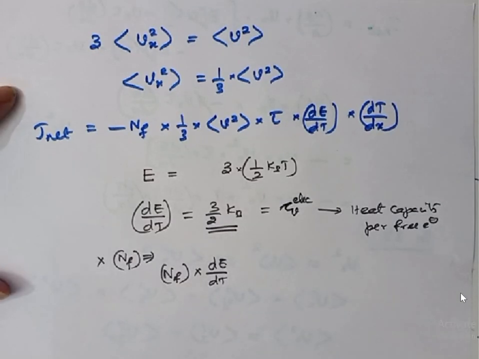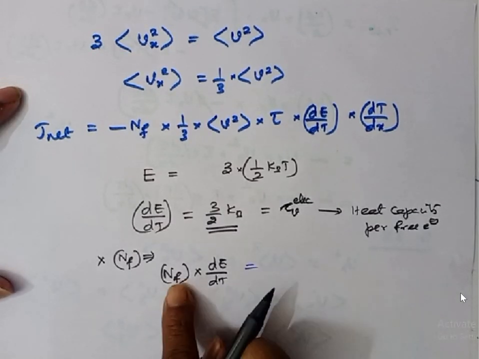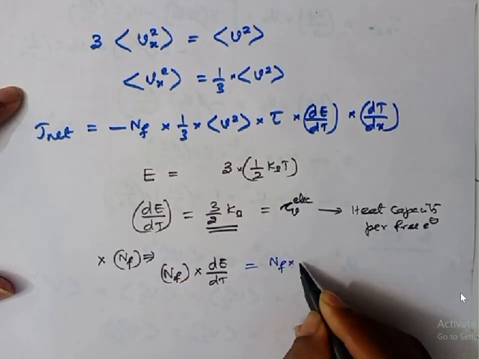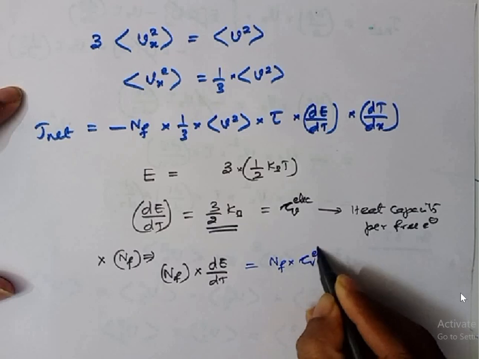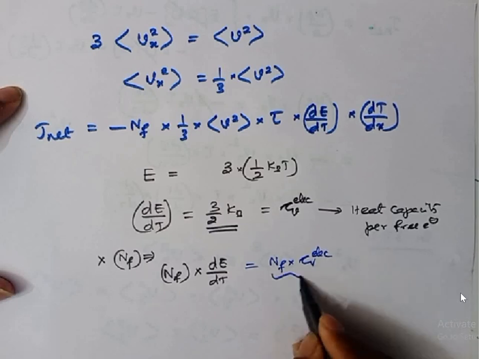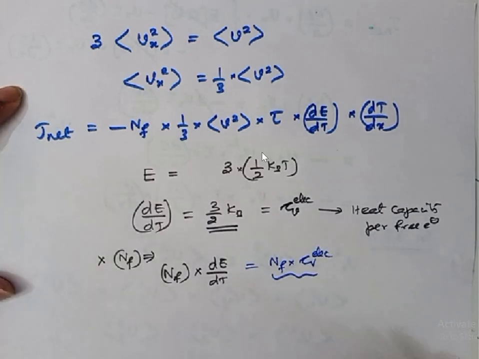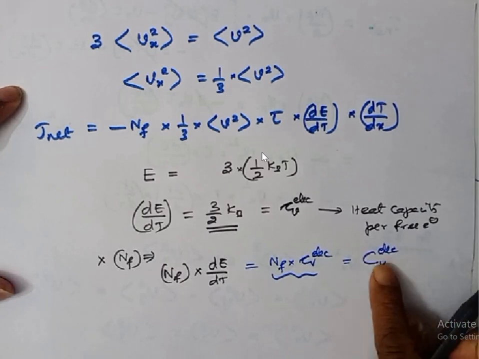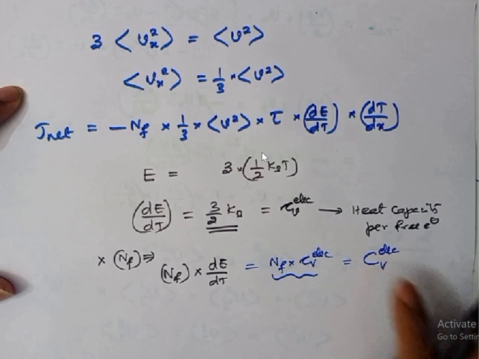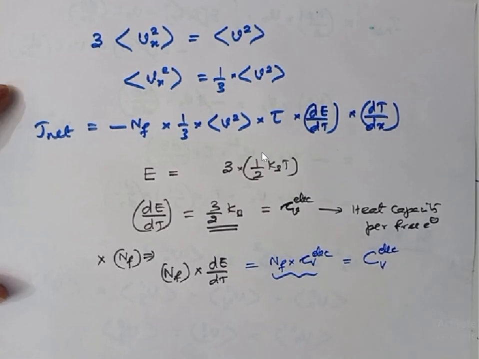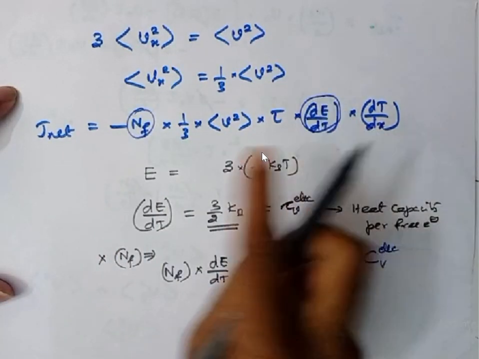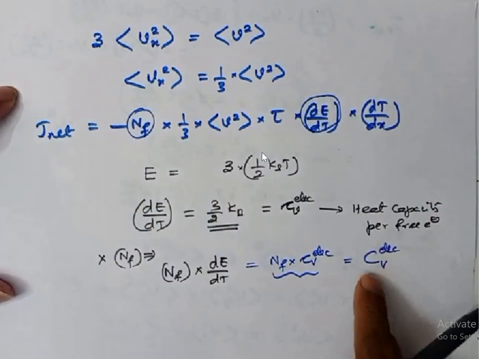Clear? So how to get the value? nF into dE by dT, multiply this side also by nF into small c_V electronic. This I am going to write as capital C_V electronic. This is nothing but the electronic contribution to heat capacity. Clear? Substitute this value in this equation. So I am going to replace nF and dE by dT, replace these two and put this one.